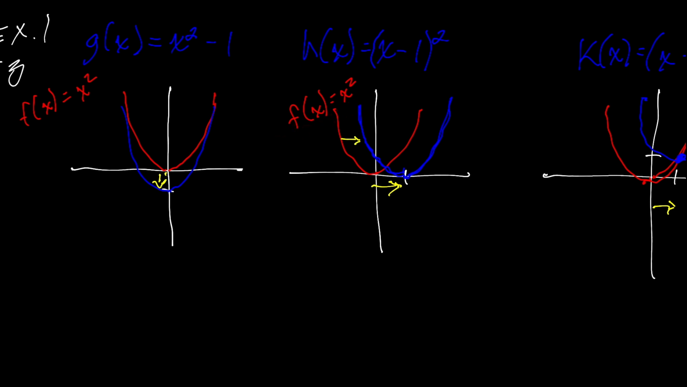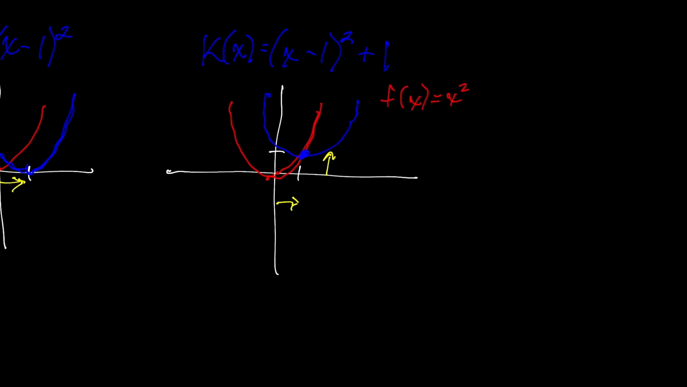So I look at my parent function, which is in red, and its origin is its vertex, and that vertex gets moved over 1 unit to the right because of the minus 1. But notice the shape, the blue curve, is the same shape. It's just been translated 1 unit to the right because of this minus 1 in here.